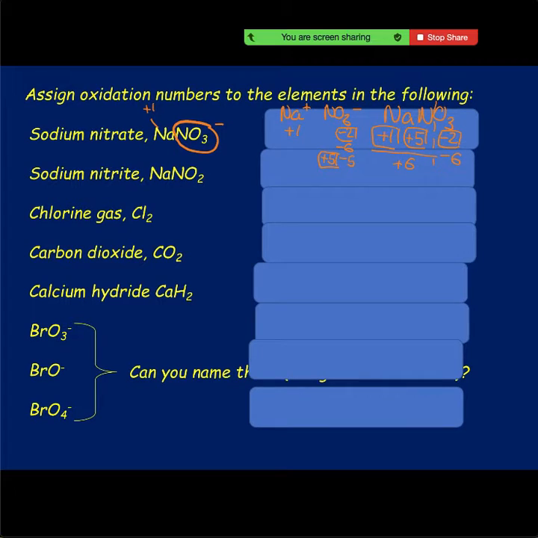How do you know that Na was plus 1? Because if you go back to your rules, the rule is if you're in group 1, you have a positive 1 charge. Group 2, positive 2 charge. So group 1 will always be positive 1.